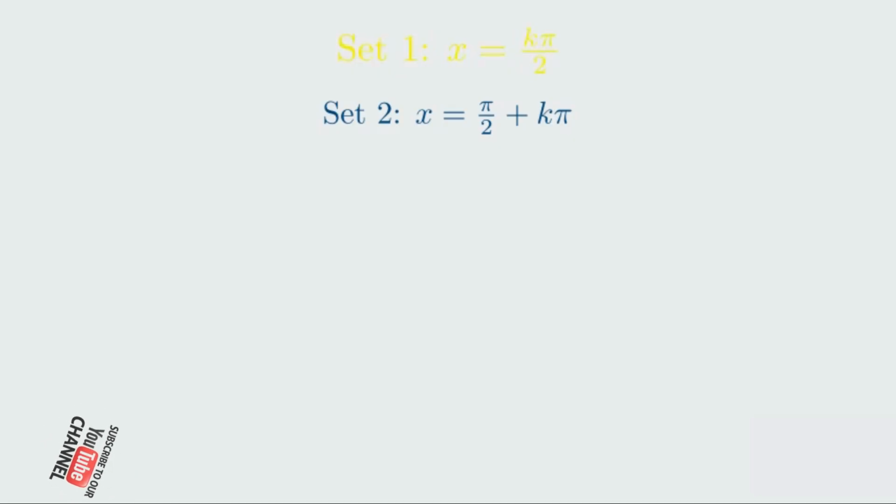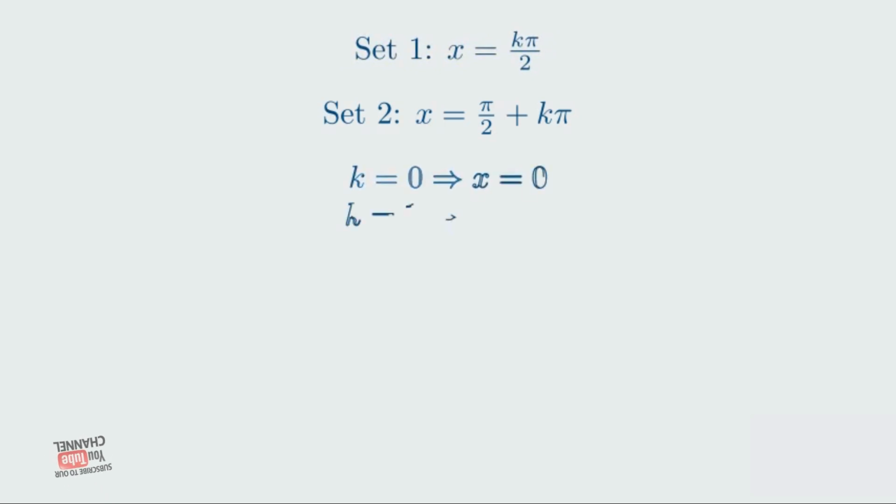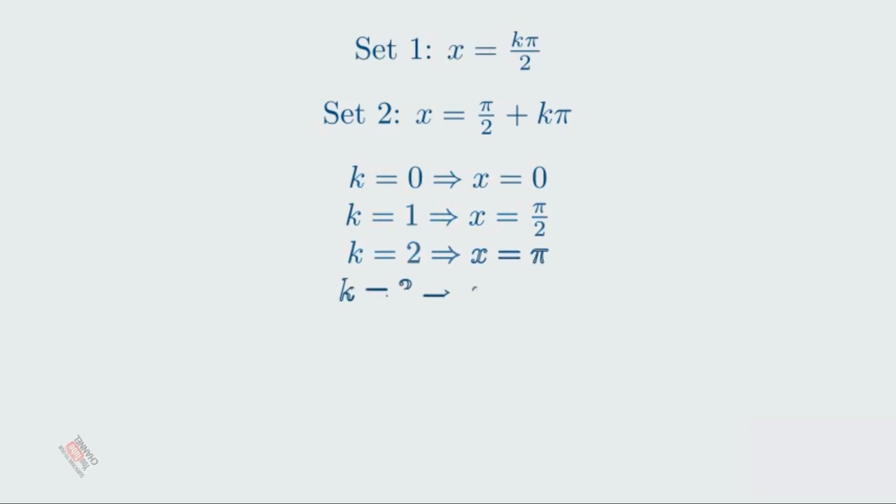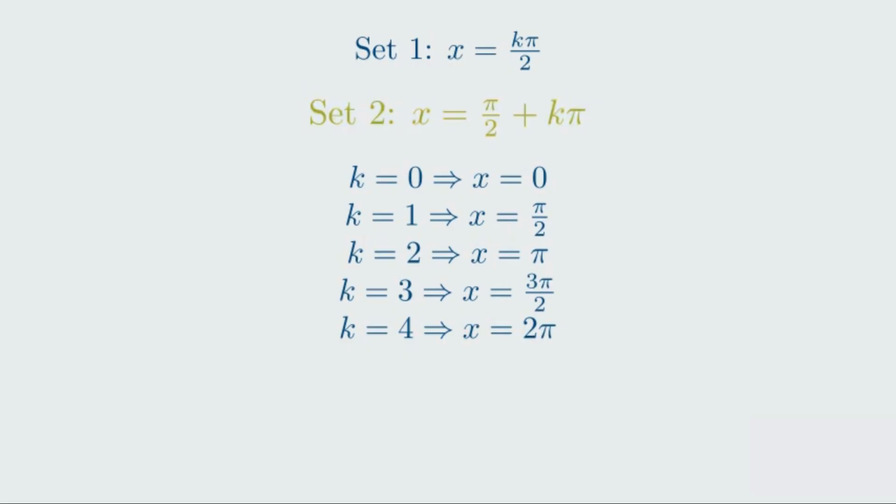For the first set, k pi over 2. If k is 0, we get 0. If k is 1, we get pi over 2. If k is 2, we get pi. If k is 3, we get 3 pi over 2. And so on. For the second set, pi over 2 plus k pi.